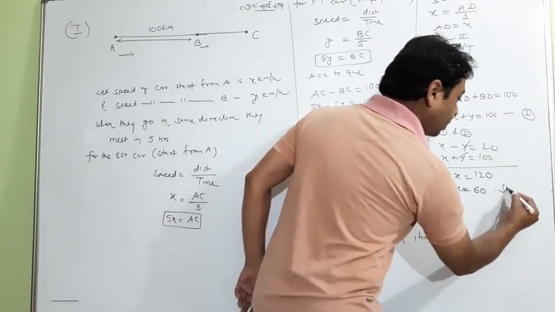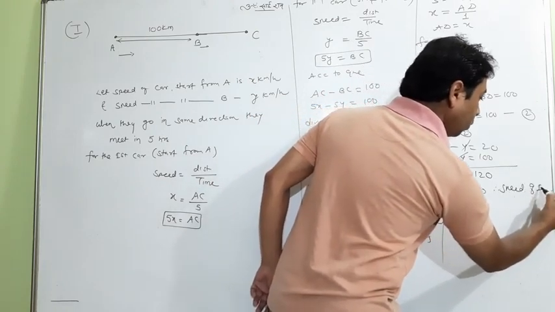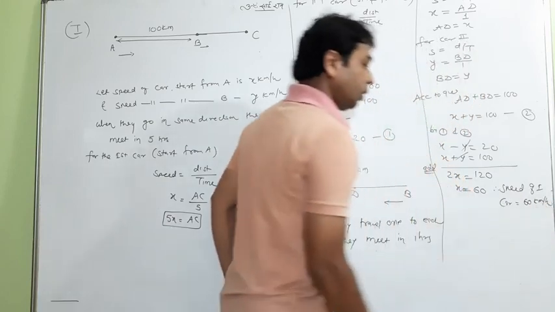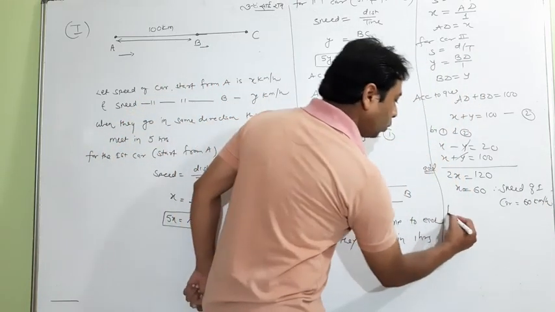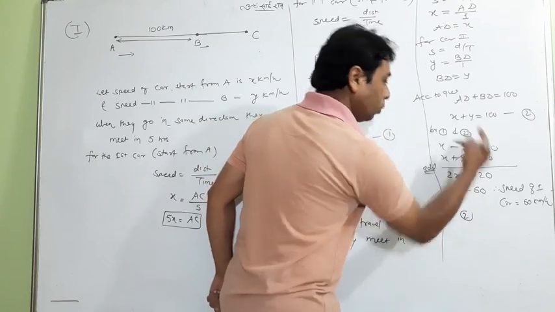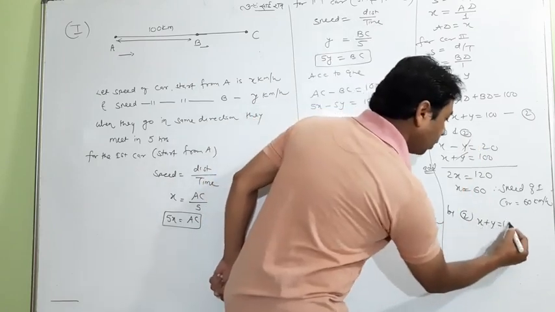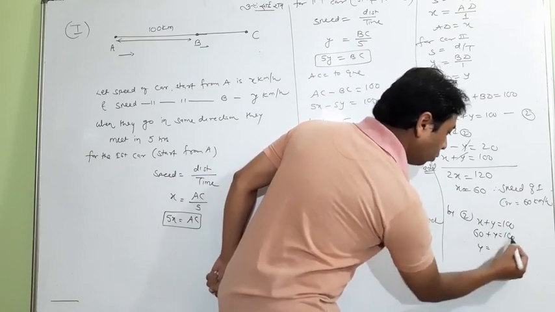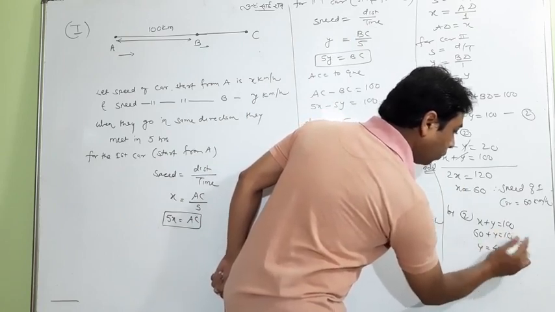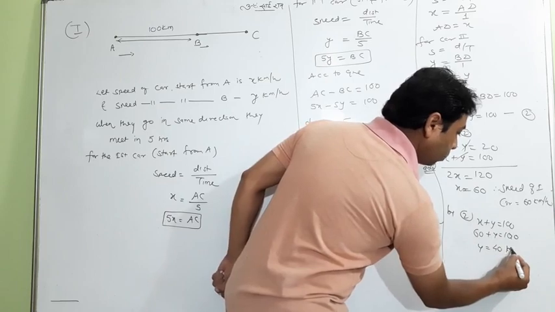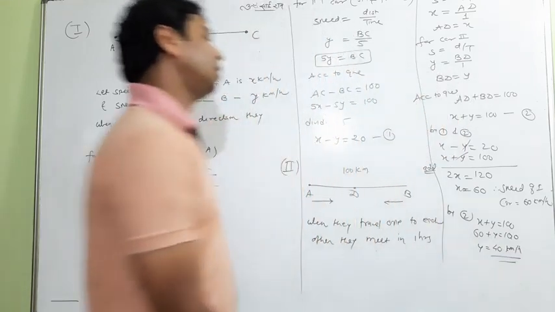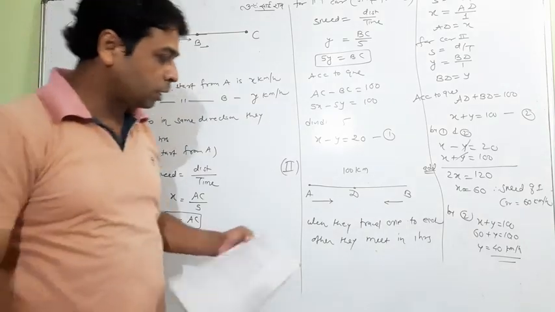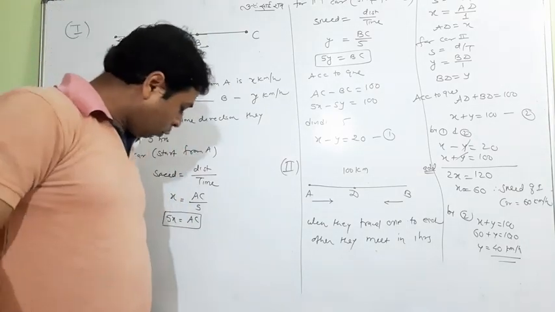So the speed of the first car is equal to 60 km per hour. Now I want to find the value of y. You can choose either equation. Suppose I choose equation 2. So x plus y is equal to 100. With x equal to 60, y is equal to 100 minus 60, which is 40. So 40 km per hour is the speed of the second car. This question is very important as far as the exam is concerned. So do practice it. Okay, I'm erasing it.